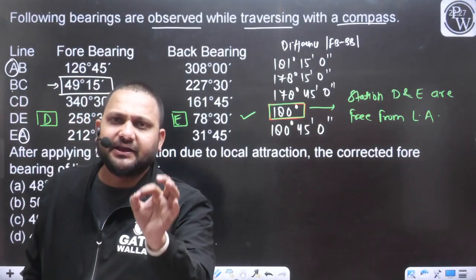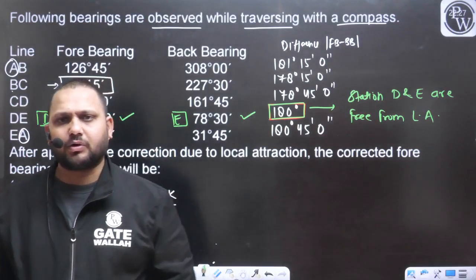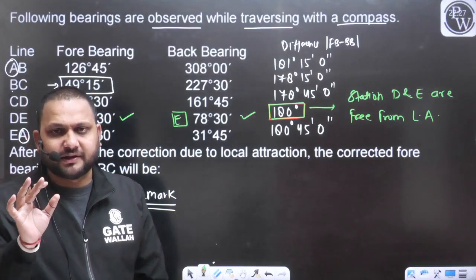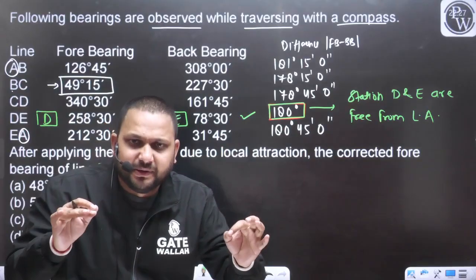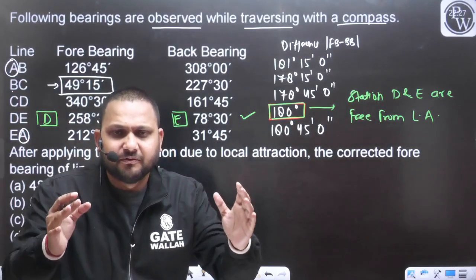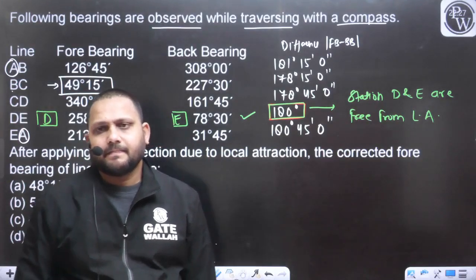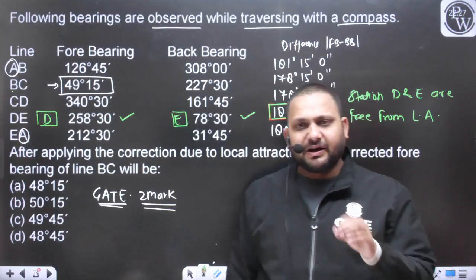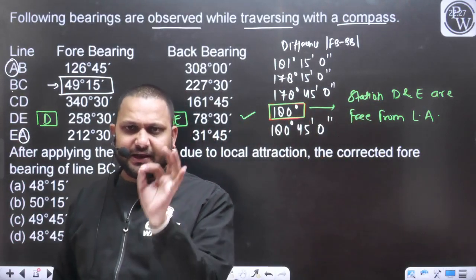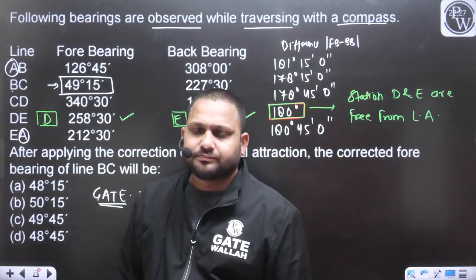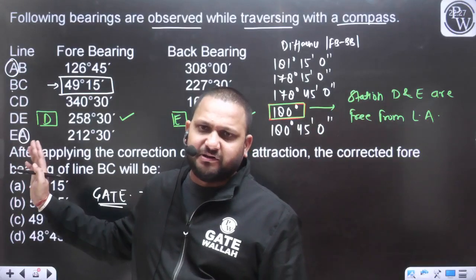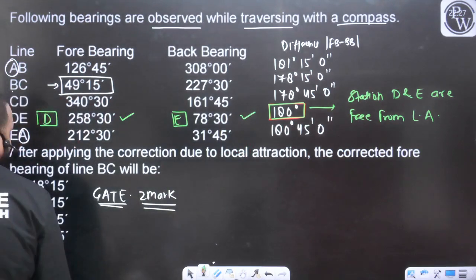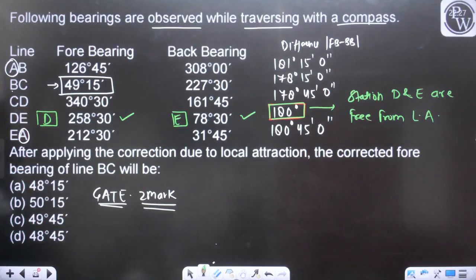If the stations D and E are free from the local attraction, all the readings that we have measured from the stations D and E will be correct. Which readings have you measured in this survey work from the stations D and E?